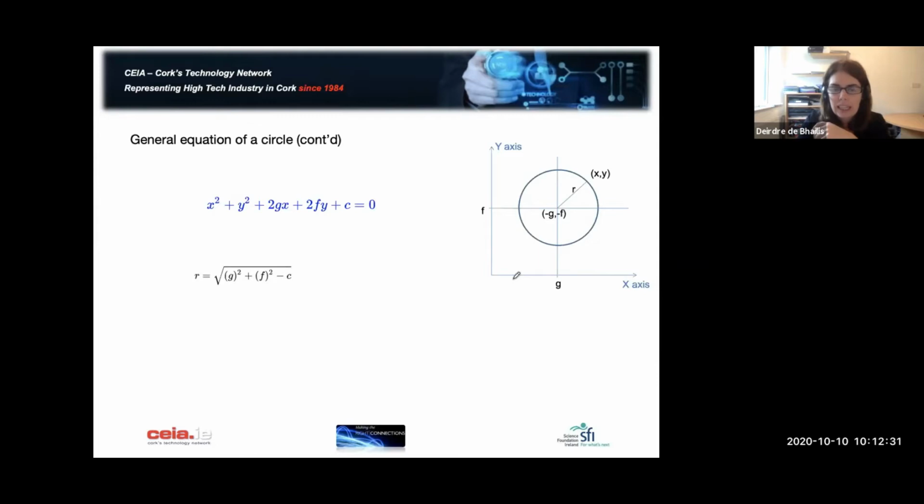We can calculate the radius using the formula given on the tables, which is r is equal to the square root of g squared plus f squared minus c. And if we're given the equation of a circle, we can determine the center point of that by the fact that it's minus g, minus f. Now what I'm going to do is some examples just to make it clear what all of that means.